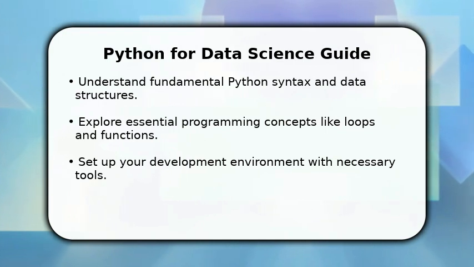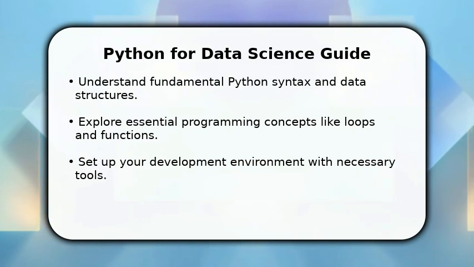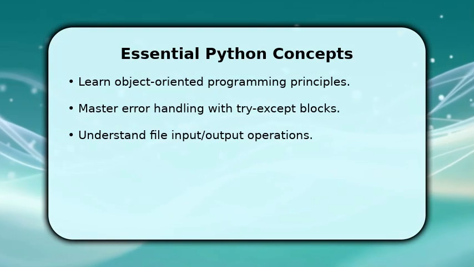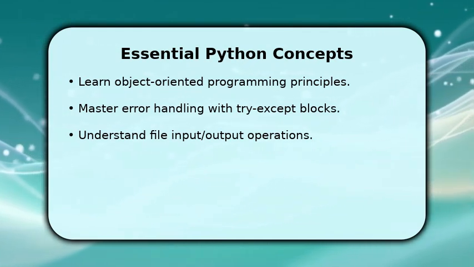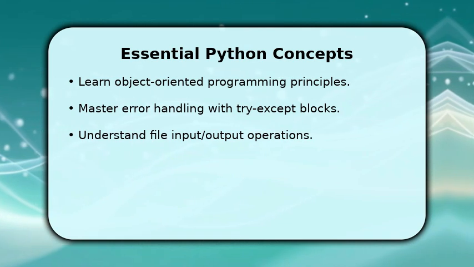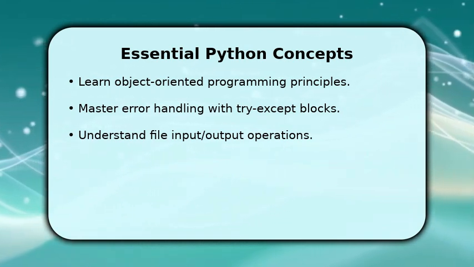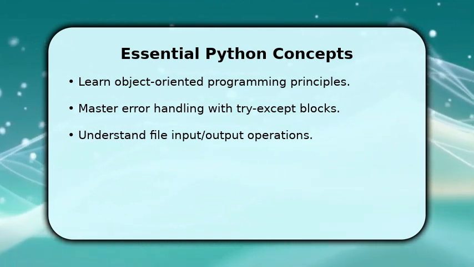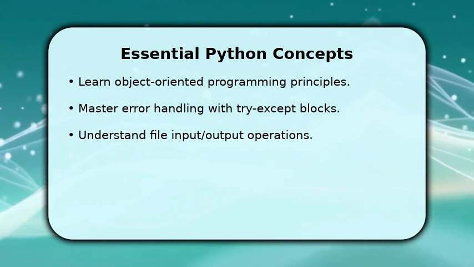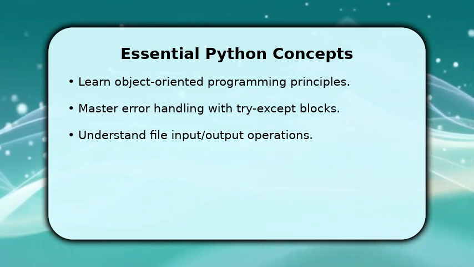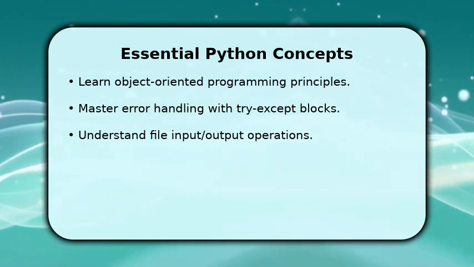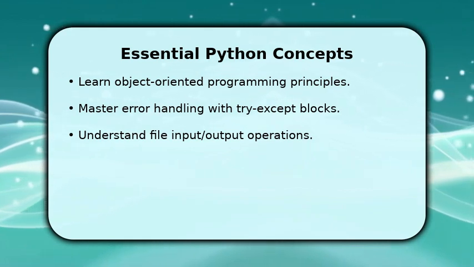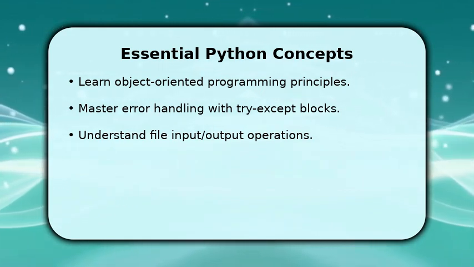Setting up your environment with an IDE like VS Code and installing Python is your first practical step. Next, delve into object-oriented programming, grasping classes and objects to write more organized code. Practice handling common errors using try-except blocks to make your scripts robust. Familiarize yourself with reading and writing data from various file formats, such as CSV and JSON files. These skills are foundational for working with real-world datasets in data science projects.